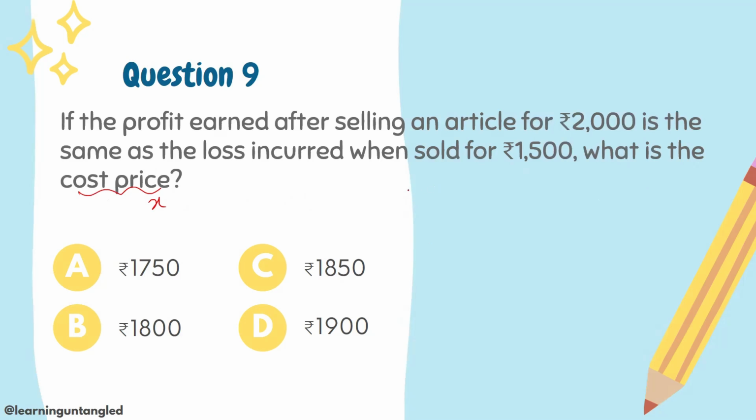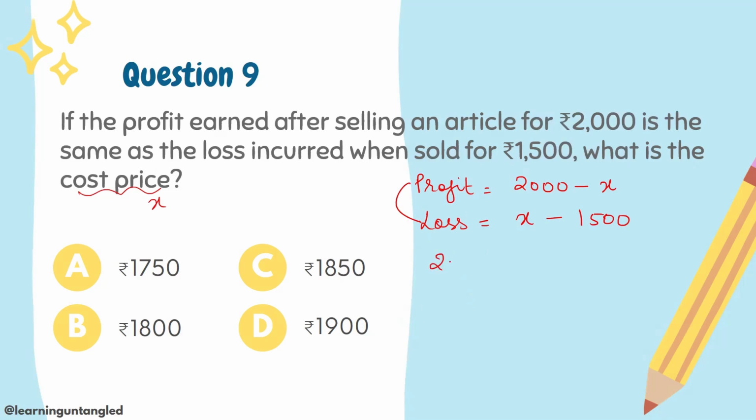Now, what is profit? Profit is selling price minus the cost price. So the selling price is 2000 minus the cost price, which is X. And what is loss? Loss is cost price minus selling price. So I don't know the cost price, so it's X minus my selling price, which in this case is 1500. And I'm given that this profit is equal to the amount of loss.